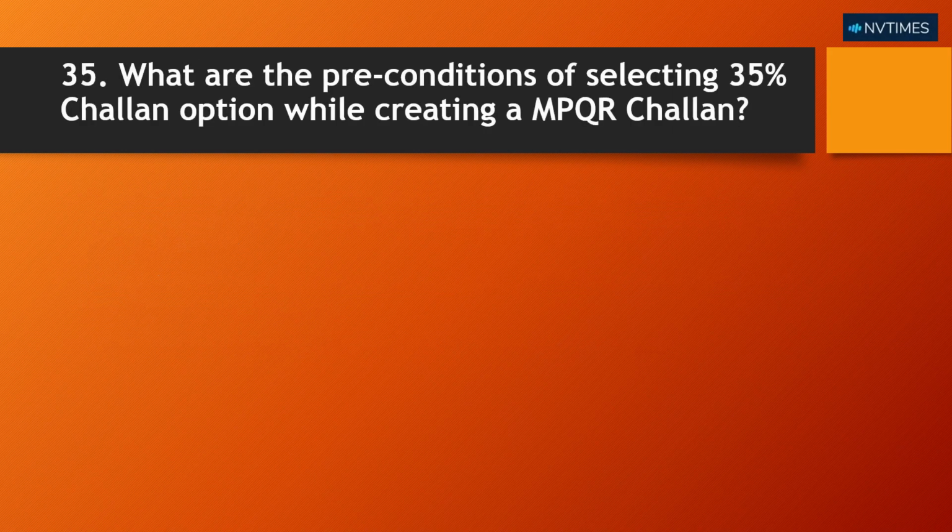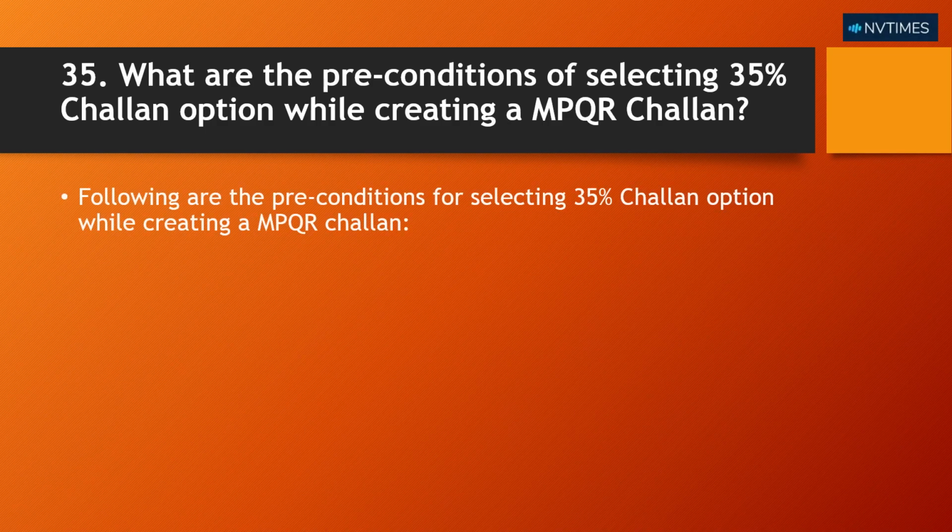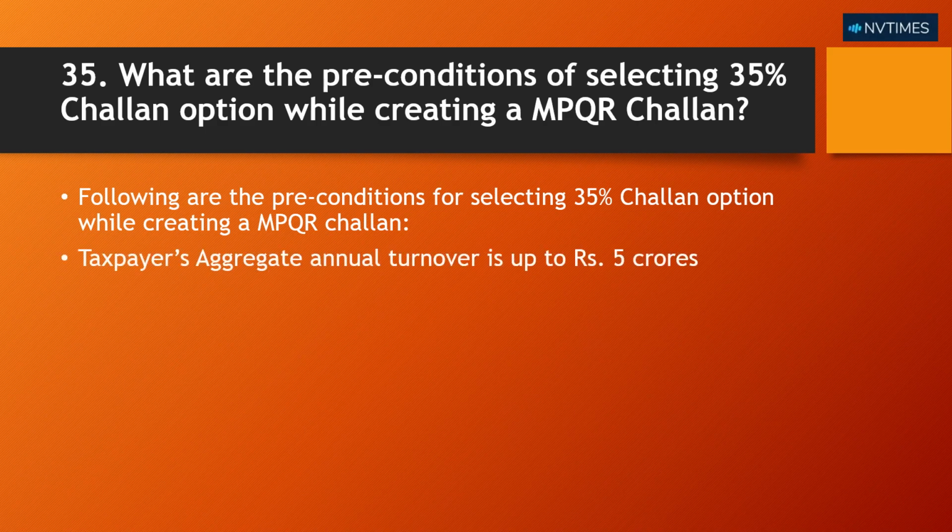What are the preconditions of selecting 35% challan option while creating a MPQR challan? Following are the preconditions for selecting 35% challan option while creating a MPQR challan. Taxpayer aggregate annual turnover is up to rupees 5 crores. Taxpayer is under QRMP scheme.